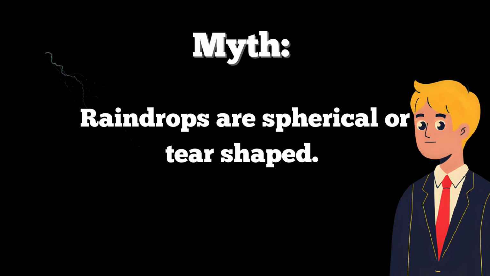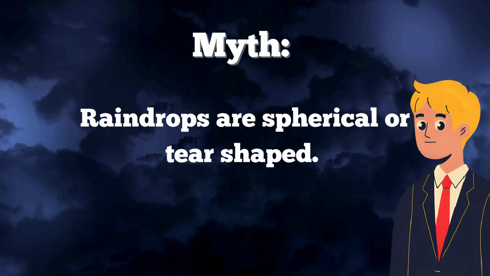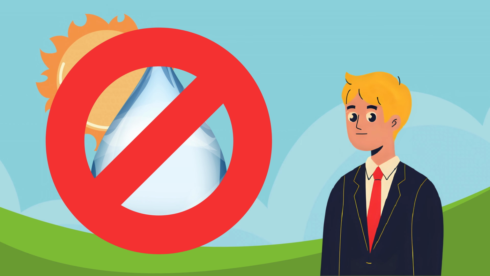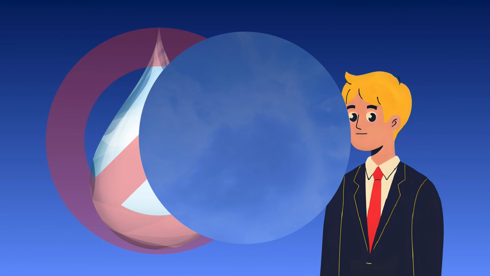A common misconception is the tear shape of raindrops. Thus, the tear-shaped cartoon drops are a myth. Once a parcel cools and condenses into clouds, precipitation forms. Clouds start out as very small raindrops, less than 1 millimeter in diameter, and are spherical at first.